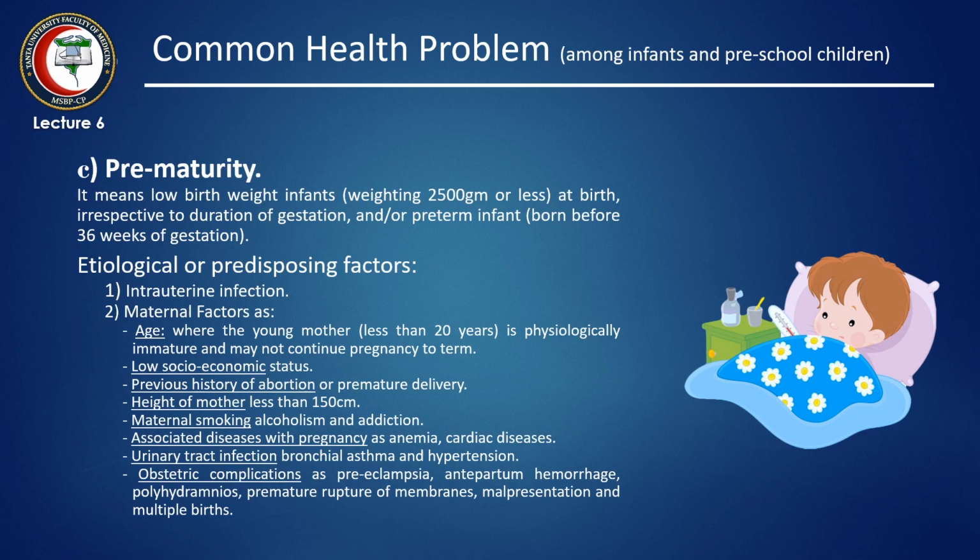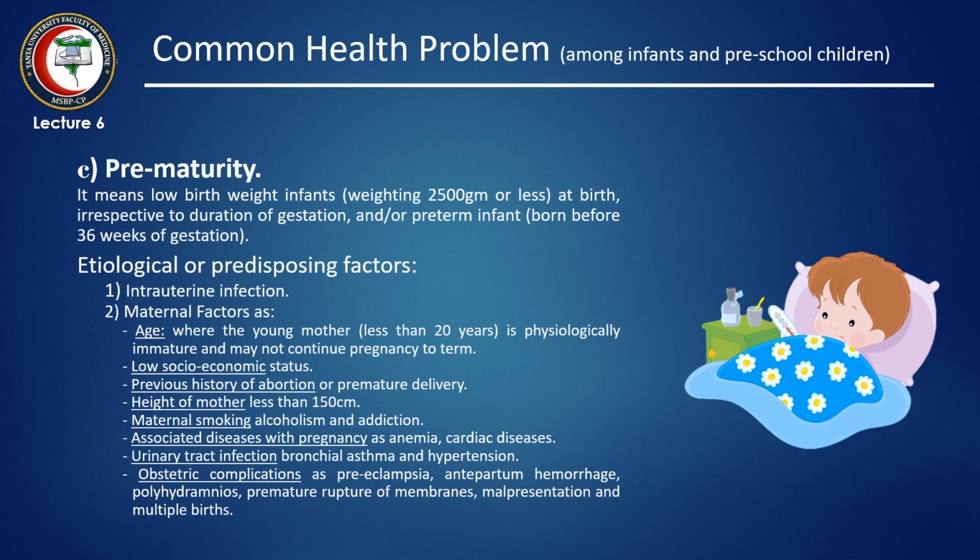Etiological or predisposing factors: either intrauterine infection, as I mentioned before, infection acquired intrauterine or transplacental, by which the infant acquires immunity against certain diseases to which his mother is immune, such as measles, poliomyelitis, and diphtheria, and not against TB and whooping cough.